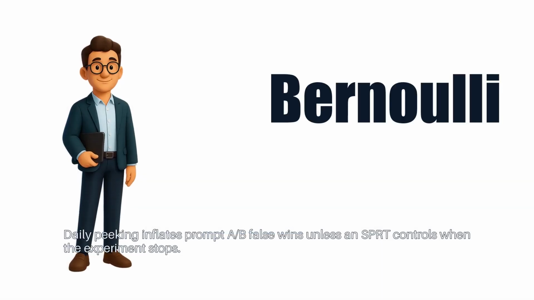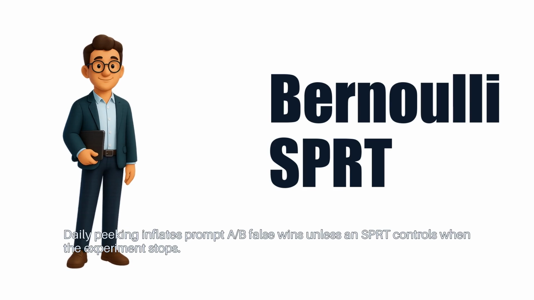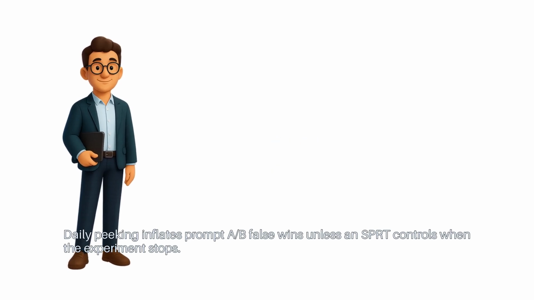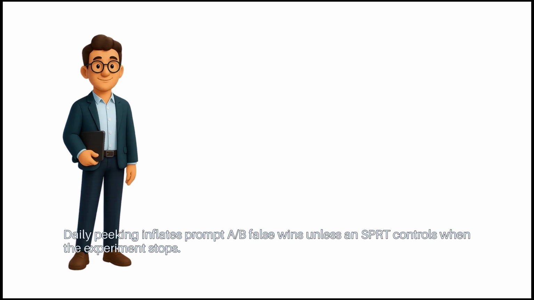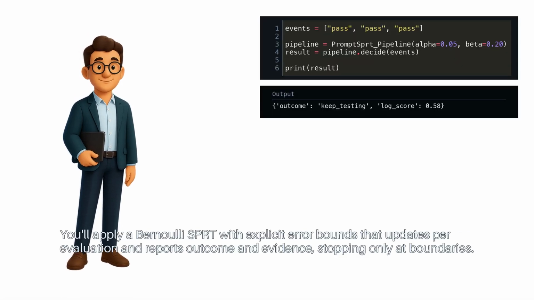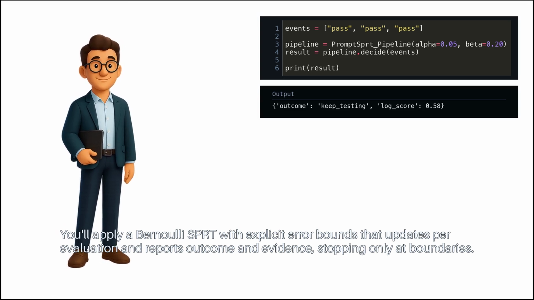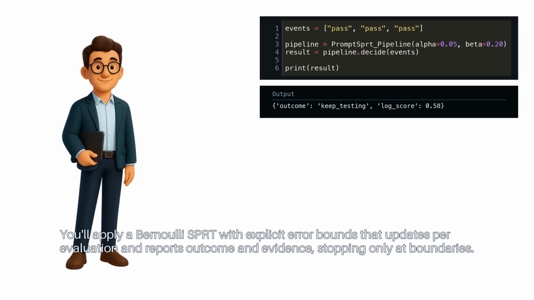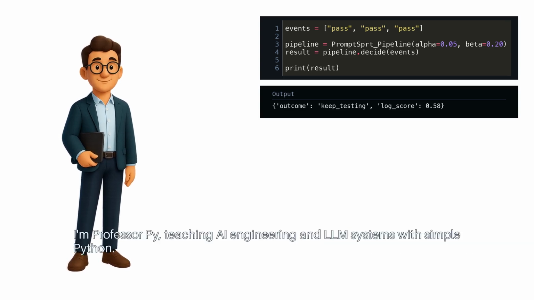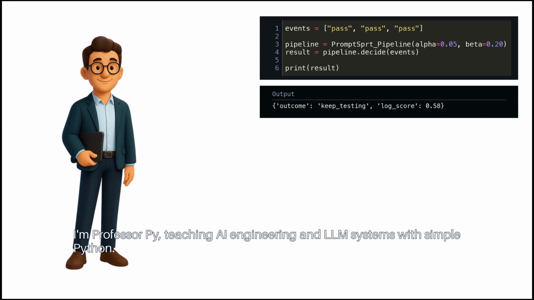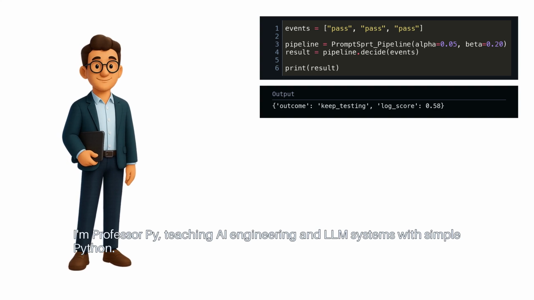Daily peeking inflates prompt A/B false wins unless an SPRT controls when the experiment stops. You'll apply a Bernoulli SPRT with explicit error bounds that updates per evaluation and reports outcome and evidence, stopping only at boundaries. I'm Professor Pi, teaching AI engineering and LLM systems with simple Python.